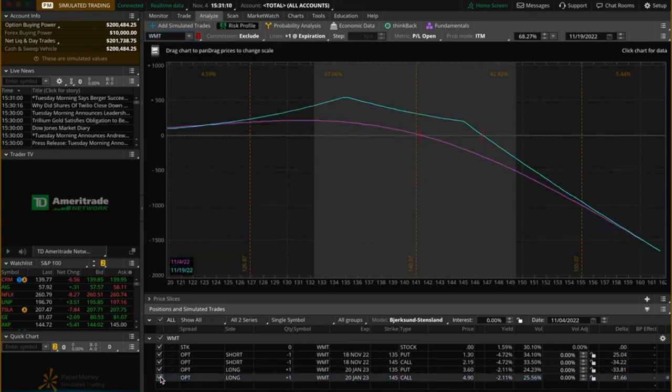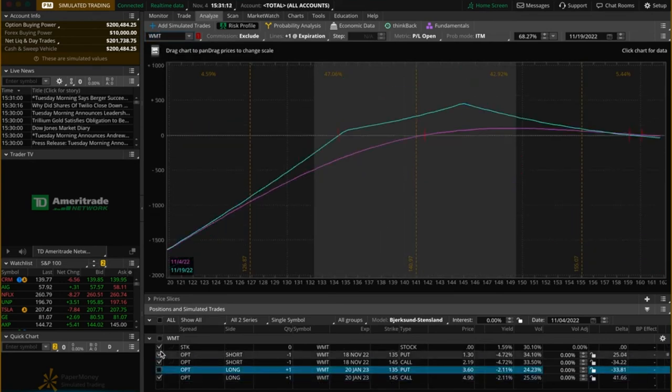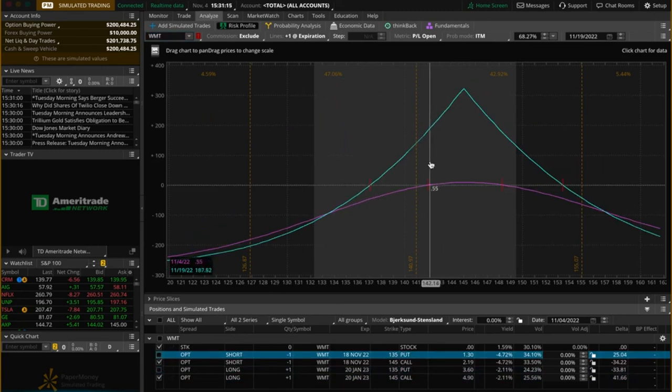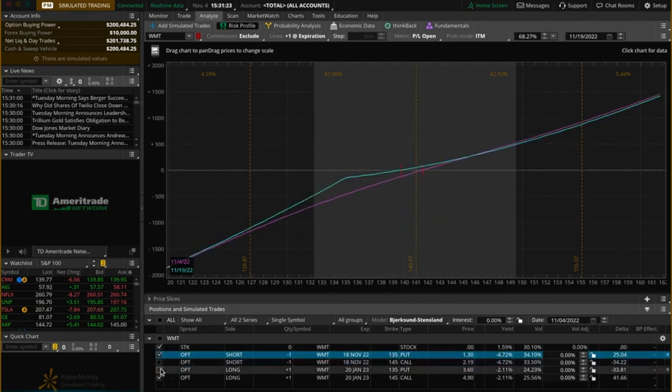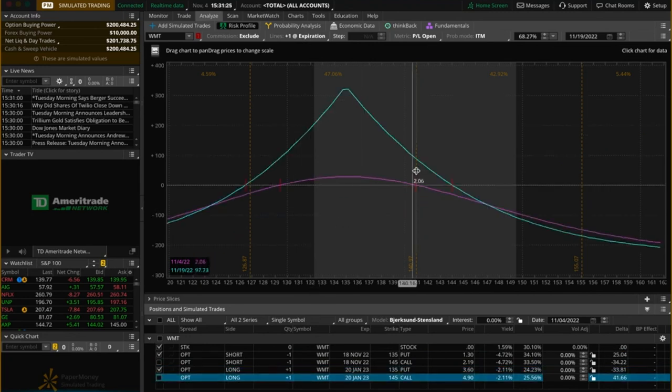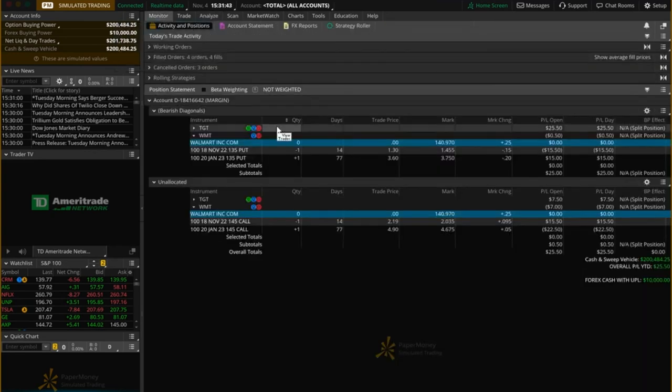Let's get rid of the puts. Let's just look at the calls. So there's our call calendar on Walmart, where we're obviously losing $7, because it moved down. And now let's look at our put calendar on Walmart, which is pretty good, and there it is, moving towards our target of 135-ish, which is actually below the 145. All right, so that is what the calendar spreads look like, and with that, I will close out this week.